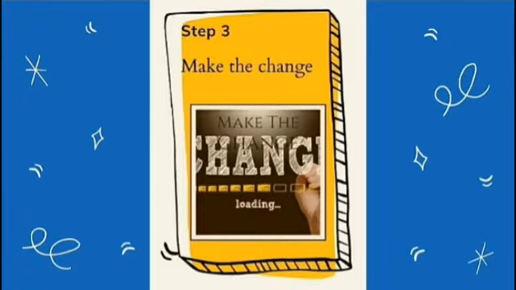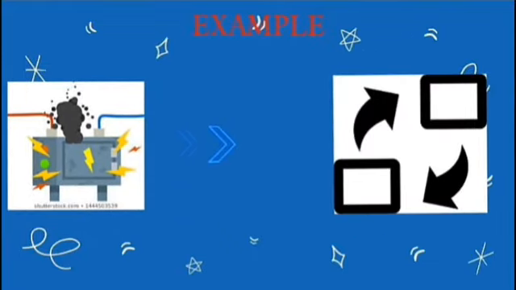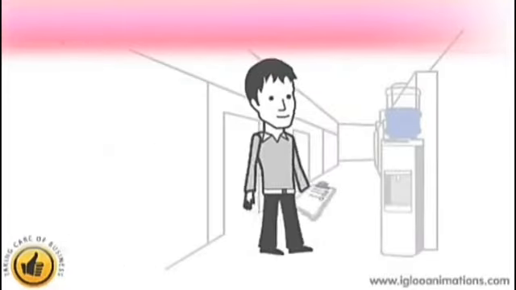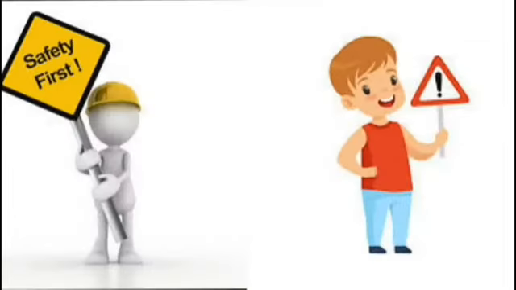And the last step is make the change. The best thing that can be done with a hazard is to eliminate it. For example, if a piece of broken equipment is a risk, then it should be replaced. If it is not possible or reasonable, the next thing to do is to control the hazard. This can be done with barriers, signage, and staff training in procedures and safe practices.